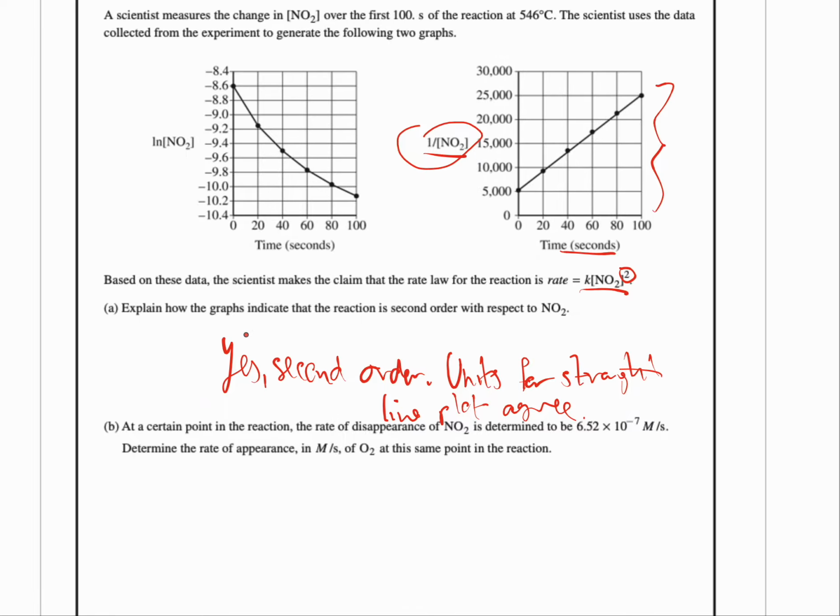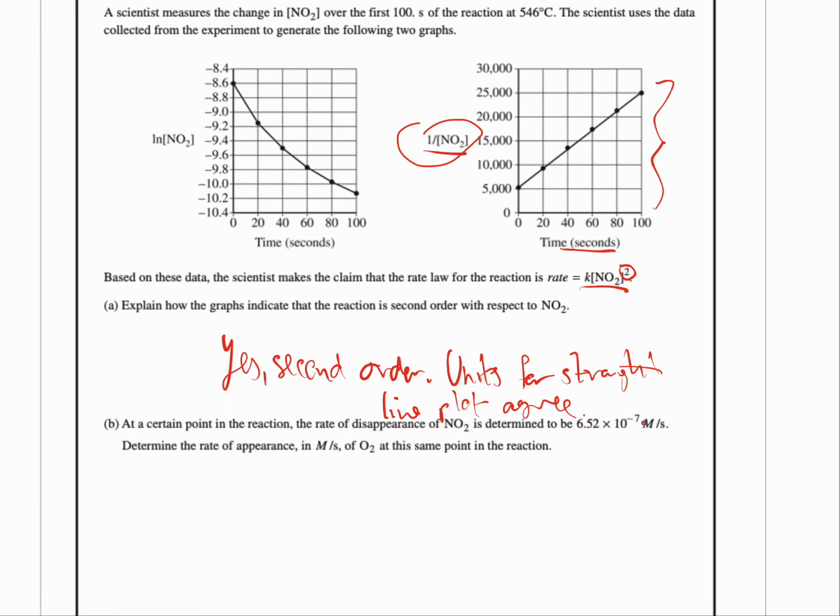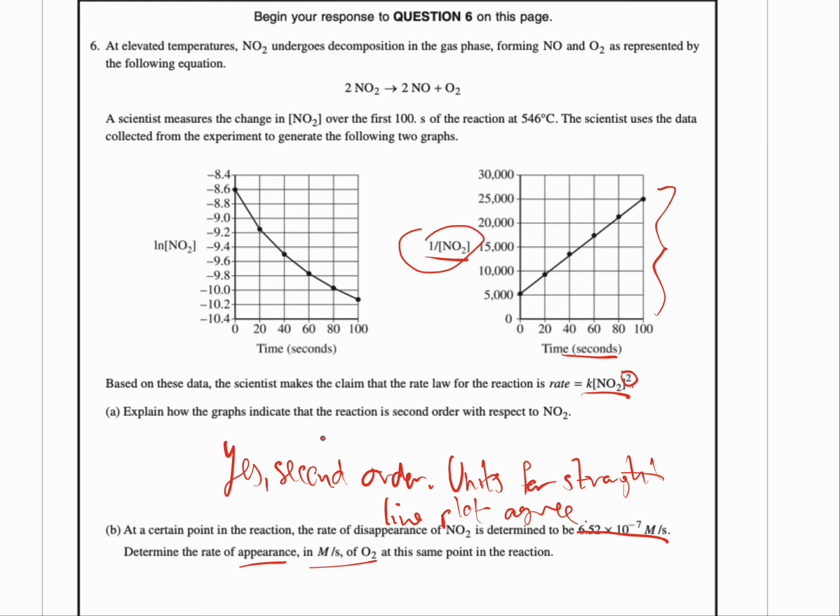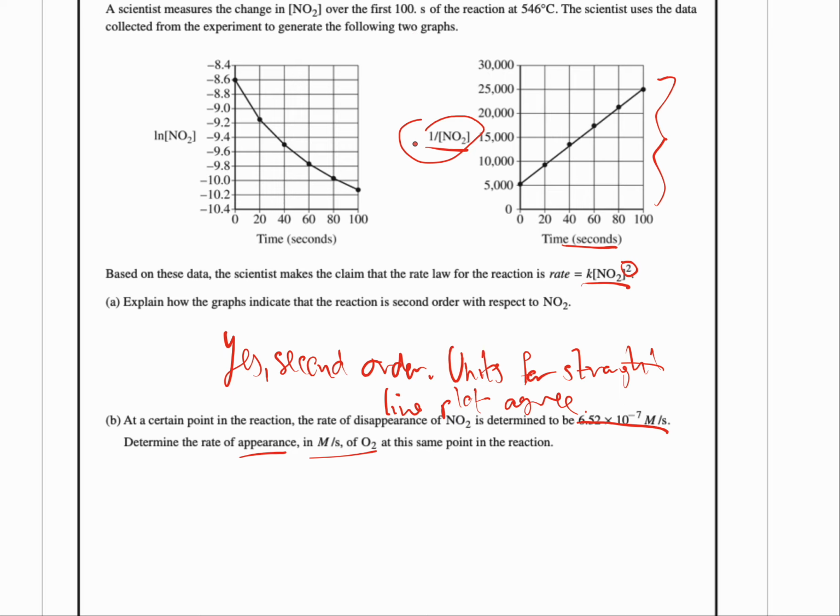At a certain point in the reaction, the rate of disappearance of NO2 is determined to be some nasty small number. Determine the rate of appearance. I see rate of disappearance, I see rate of appearance. I think it's time to look at the stoichiometric relationship. 2 NO2 makes 1 O2. For every 2 of these, 1 O2. So that's the relationship in words.